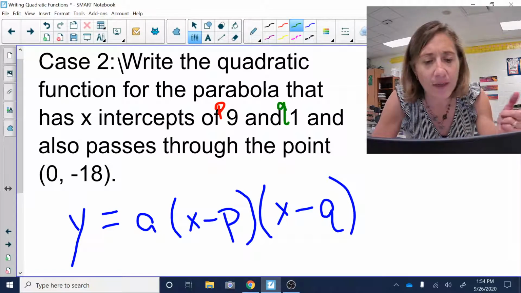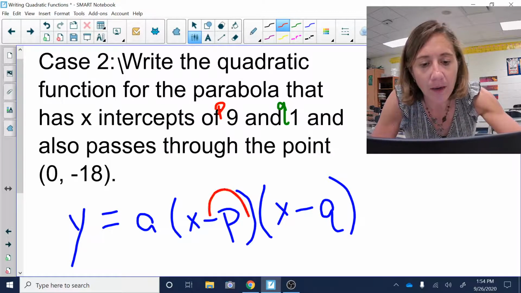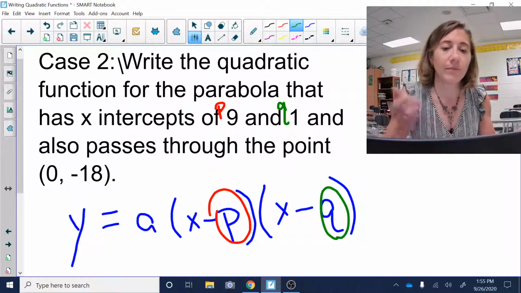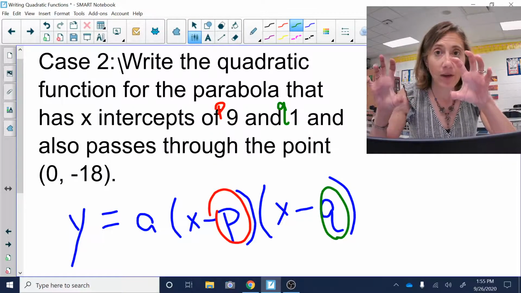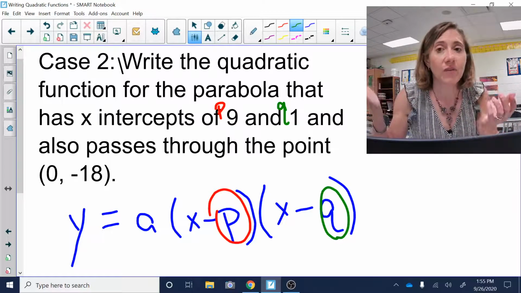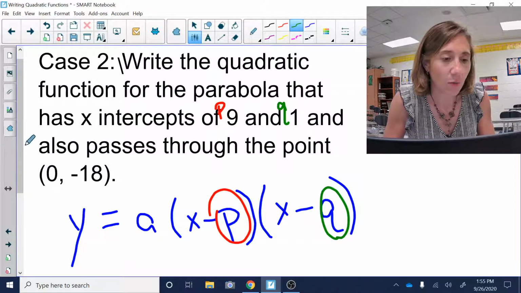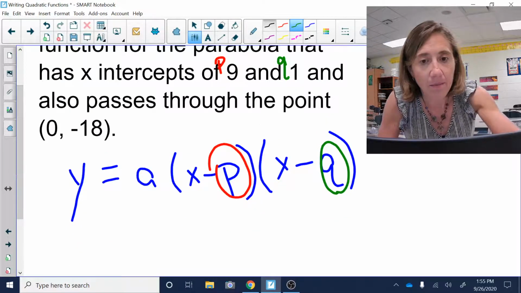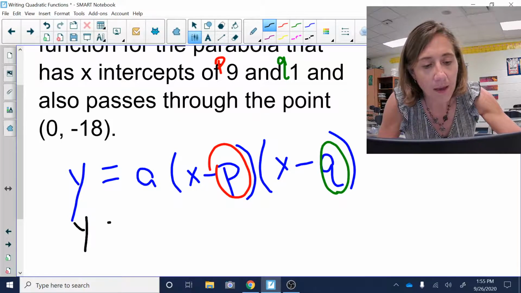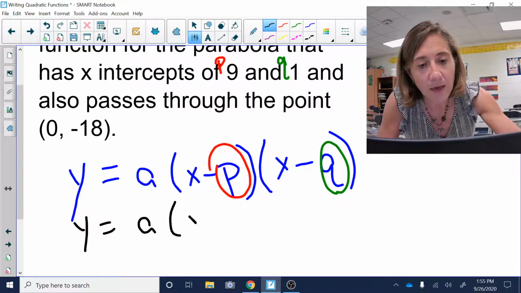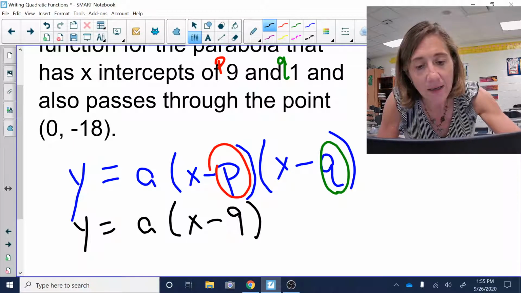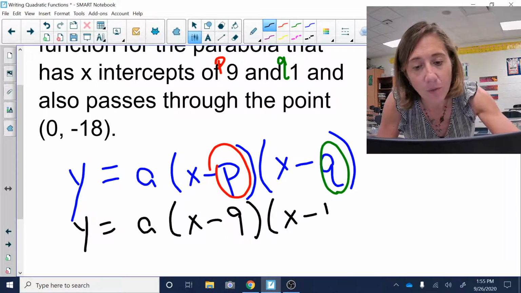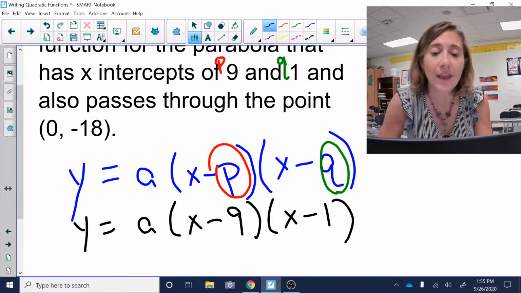Totally doesn't matter which one is which, it's fine. So we're going to put the 9 over here and the 1 over here. The reason it doesn't matter is because we could use the commutative property and flip-flop those two factors. So we're just going to put them in there. So we are going to have y equals a times the quantity x minus 9 times the quantity x minus 1. So we are most of the way to having our equation written for this.